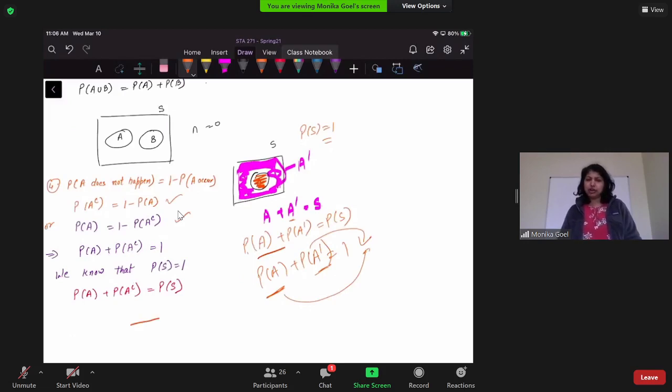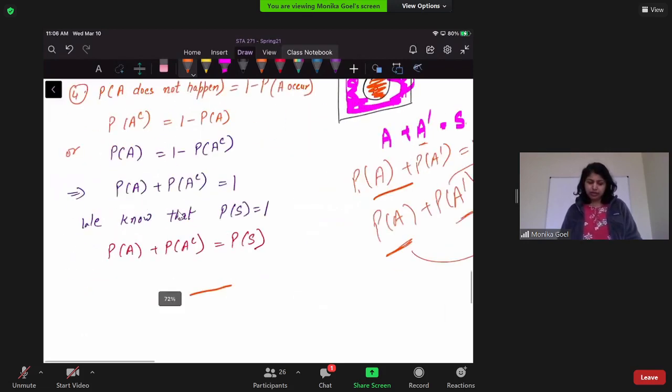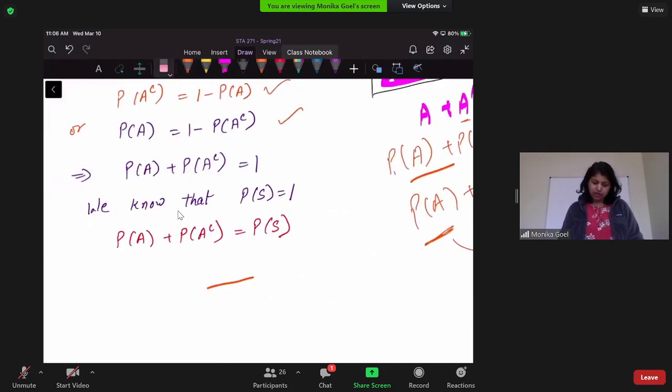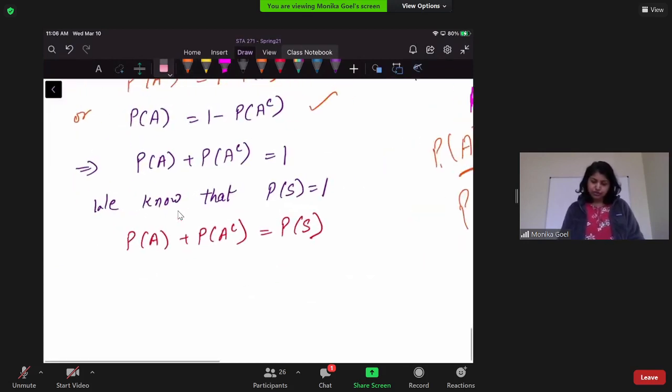So we have done this part, and last time we also talked about independent events. So let me write that part also here. The general addition rule for independent events.